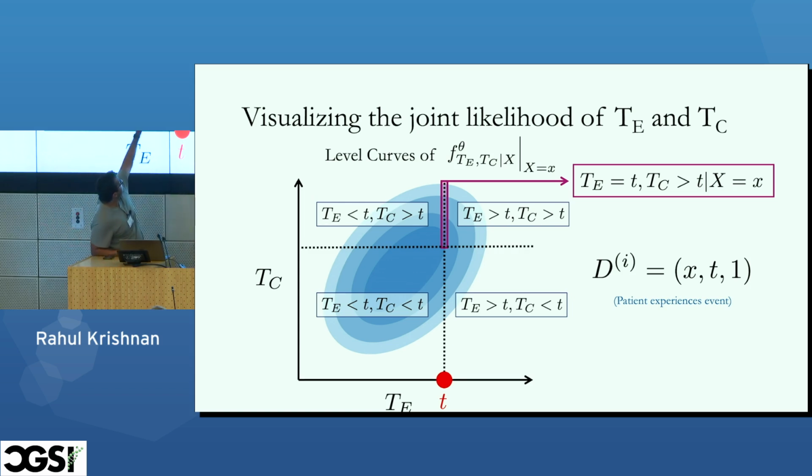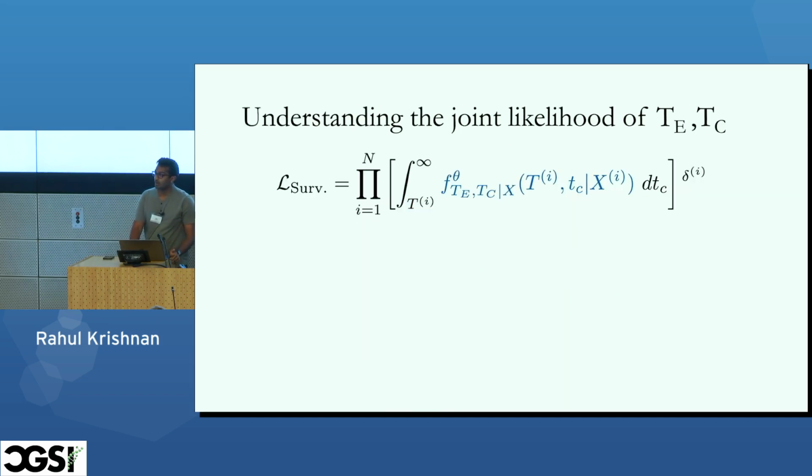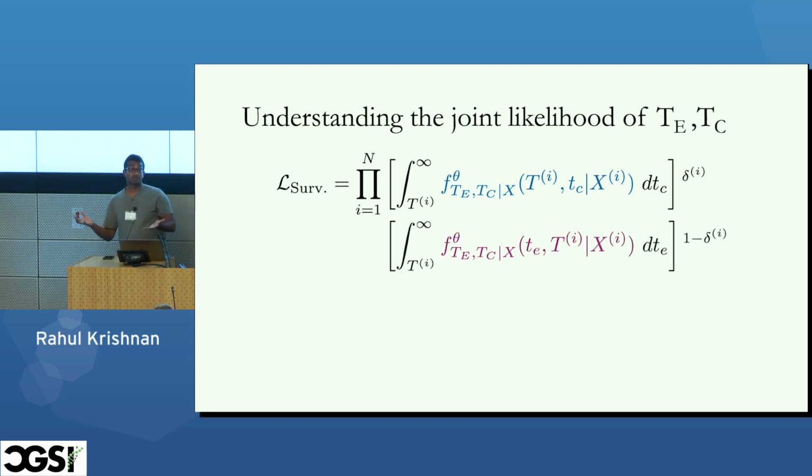And so that corresponds to an integration from tc all the way to infinity. And you can write that mathematically as this integral that you see in the top, where the lower bound of the integral is the observed time, the upper bound of the integral is infinity, and this is nothing more than the conditional likelihood under the assumption that ti is where the event was observed. And you're integrating over tc, which is the censorship time. And you can do the exact same thing for the event time as well.